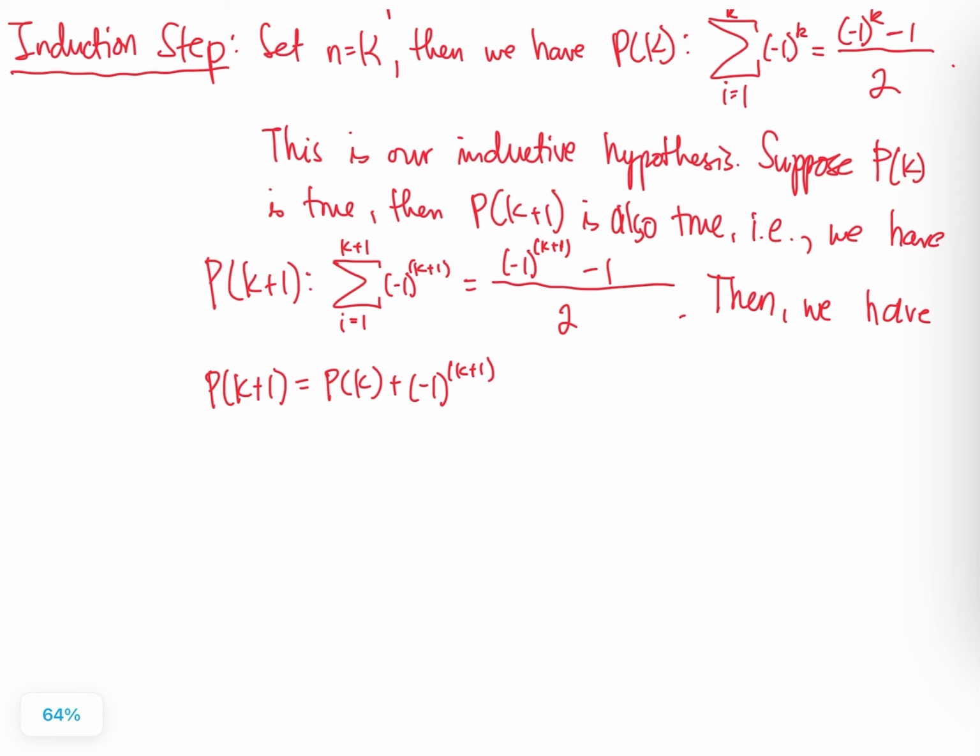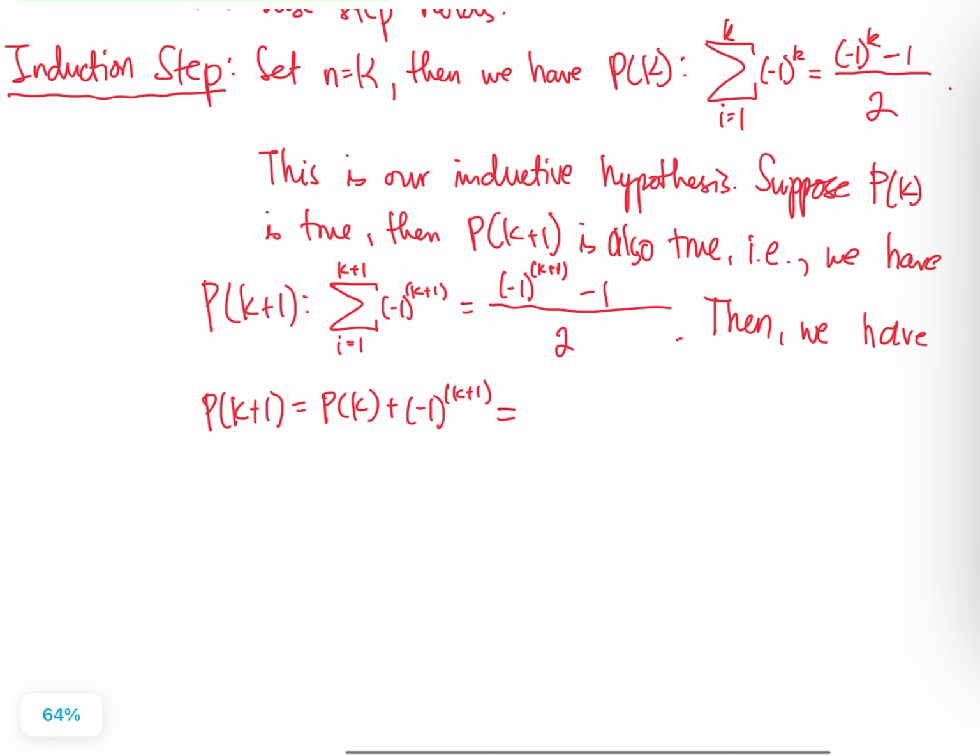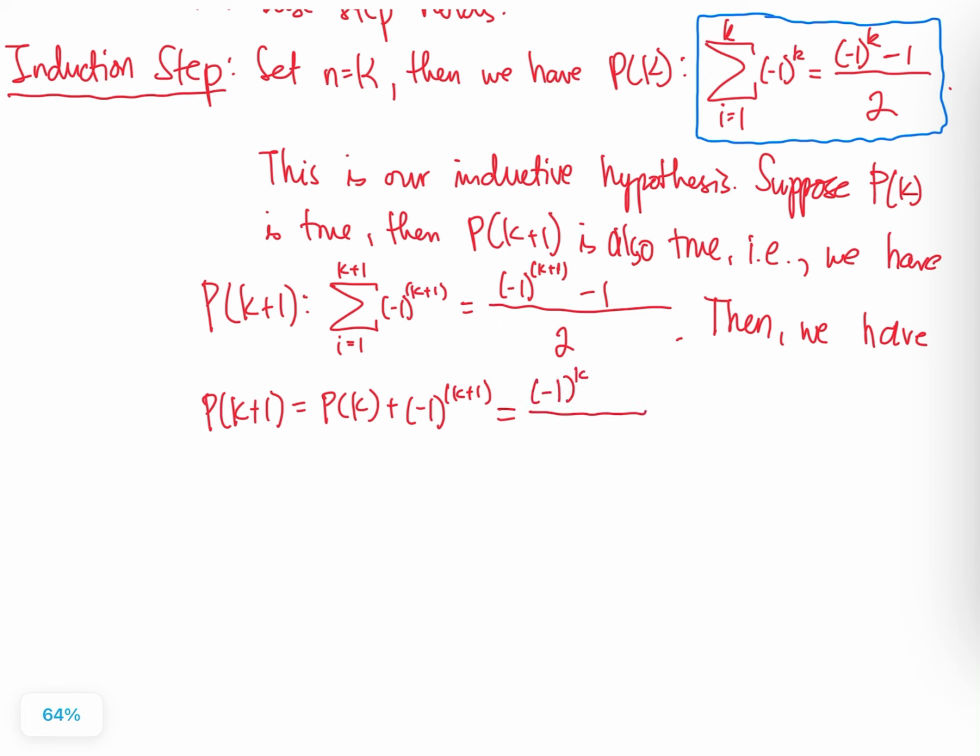So using our inductive hypothesis, notice that our inductive hypothesis is actually this one. Let me highlight that. This is our inductive hypothesis right here, and we're gonna apply that. So that becomes -1 raised to k minus 1 over 2 plus -1 raised to k plus 1.